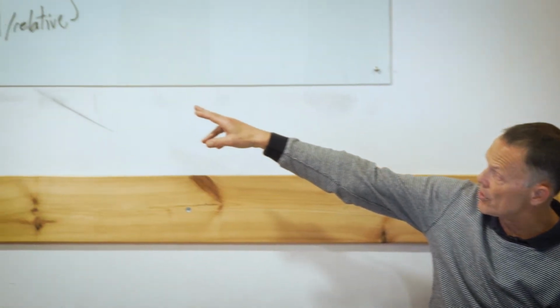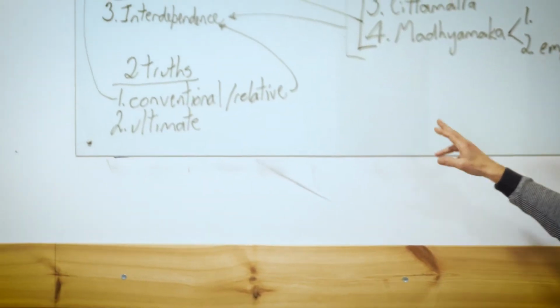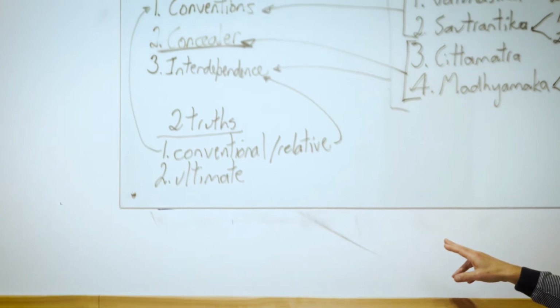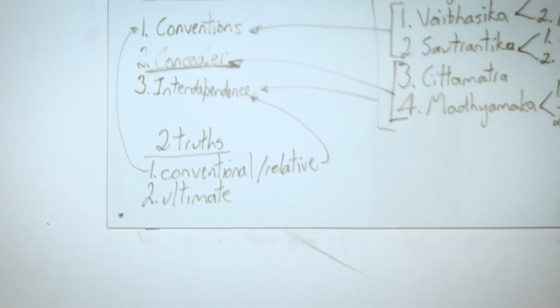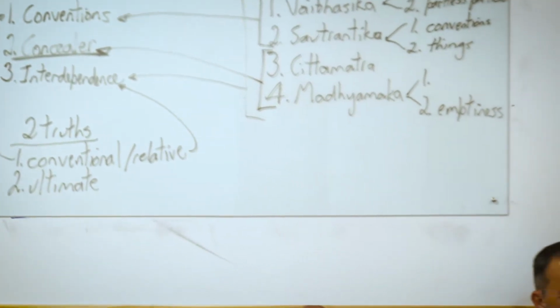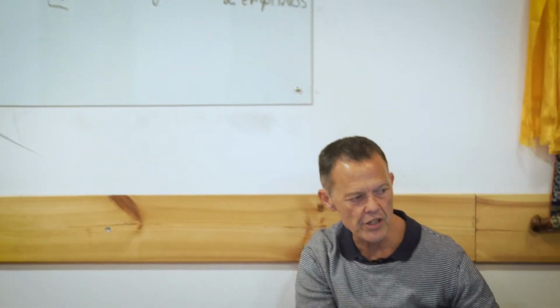So that's why here in the two truths we often have, and we see that in the root verse, instead of conventional or relative truth, the term concealer truth. It's actually a falsity, because things do not exist as they appear. These things that we experience and perceive do not exist in the same way they appear.